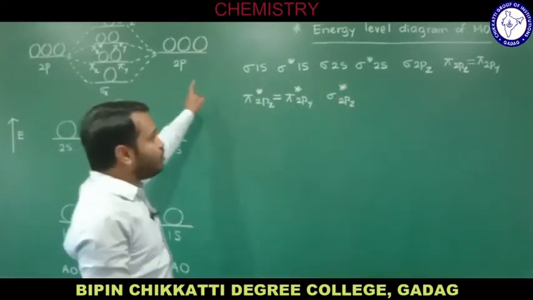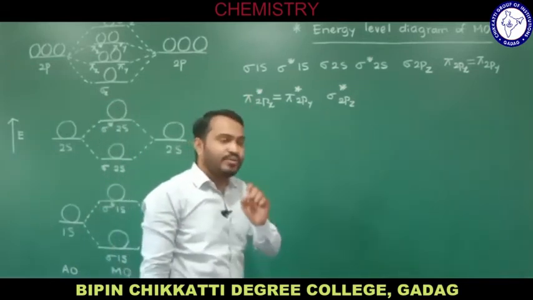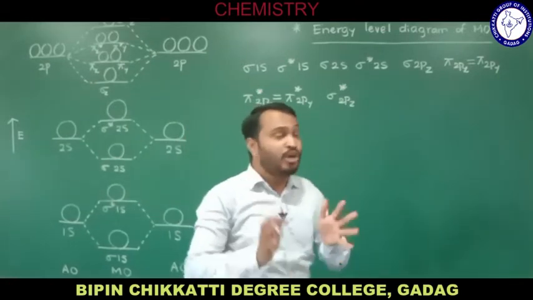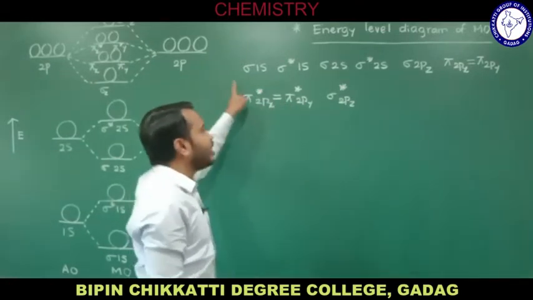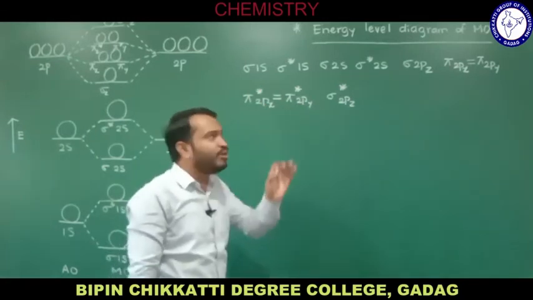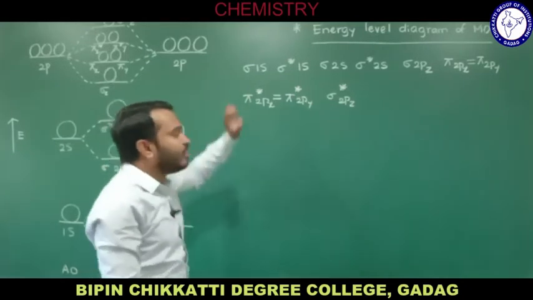So you need to remember the energy sequence in the same manner, because normally we write the electronic configuration as 1s2, 2s2, 2p like that. Whereas in the case of molecular orbital theory, we need to write the electronic configuration in this fashion. That is the treatment of molecular orbital theory. So this is how in general we consider.